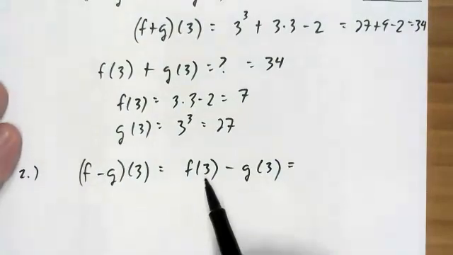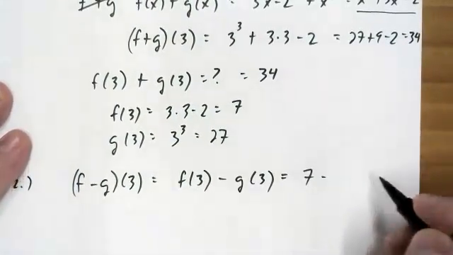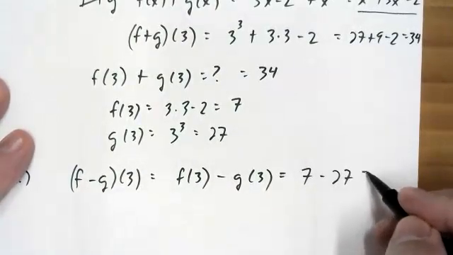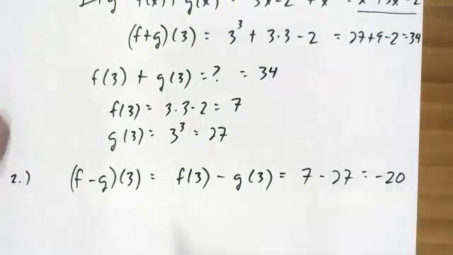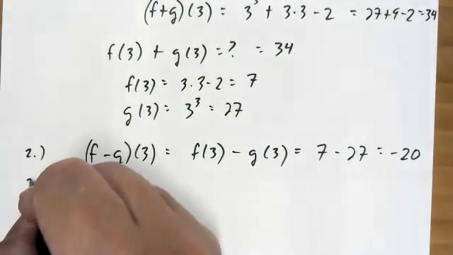Now I've already determined what these are, right? f of 3 I said is 7, and g of 3 is 27. So f minus g at 3 is negative 20. And I can just keep doing that.